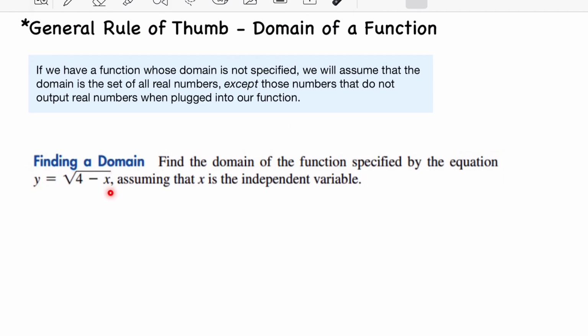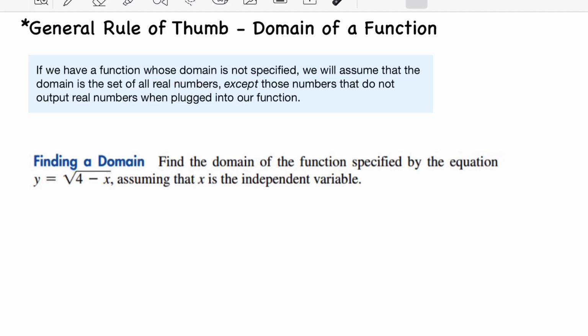Say we're given this equation here, y equals square root of 4 minus x, and x is our independent variable. And what we want to do is find the domain of this equation. Now, what we're going to do is assume that it's the set of all real numbers, except those numbers that don't output real numbers when plugged into our function. So we need to remember a few things about this equation here. We're given a square root function. Now remember, if we were to take the square root of a negative number, we'll actually get an imaginary number, which is not part of the set of real numbers.